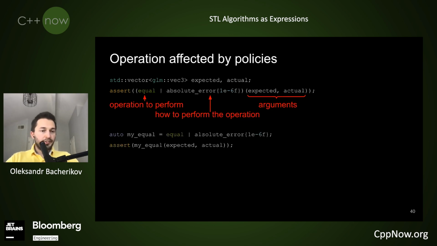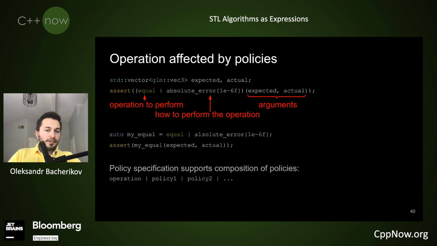And of course, we could extract this specialized operation into a function object and call it as a regular function after that. Such syntax supports specifying multiple policies, which results in the composition of policies. So first we have an operation, then we have the pipe operator, which I chose for no particular reason, just because it's popular in the ranges library. I may think of a better syntax for this. But the idea is that we have an operation, and after that we can have multiple policies that somehow affect this operation.